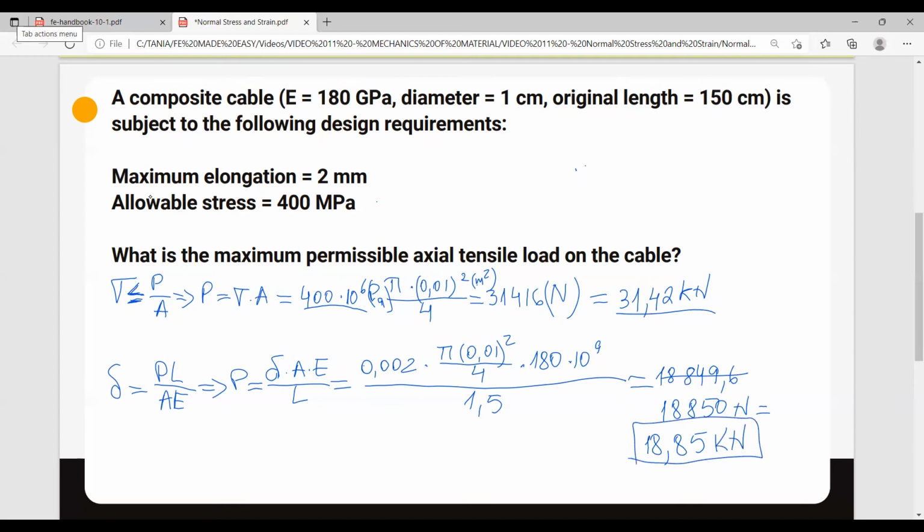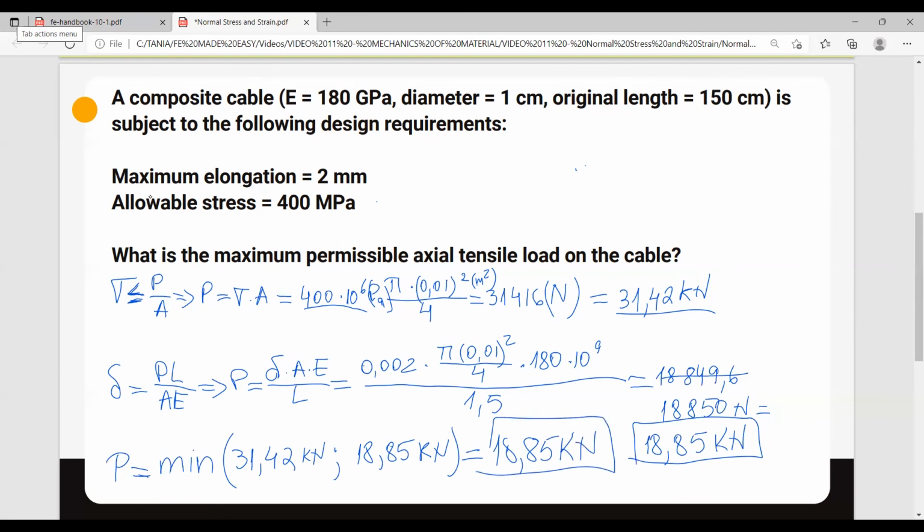Okay. So the final load, in order for these two conditions to be met, equals the minimum between 31.42 kilonewtons and 18.85 kilonewtons. And my final answer is 18.85 kilonewtons. Here we go.